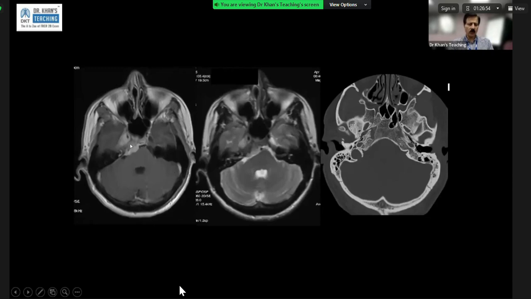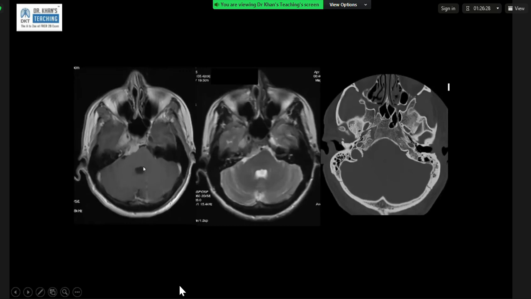This is a T1 post contrast. This is a T2. Disregard this CT scan, forget about this CT scan. So on this T2 and on this T1 post-contrast, this patient is a 32-year-old female, trigeminal neuralgia on the right side. Describe your findings to me, please.